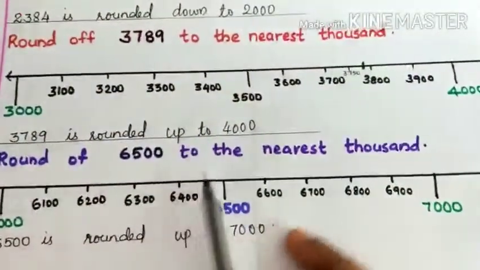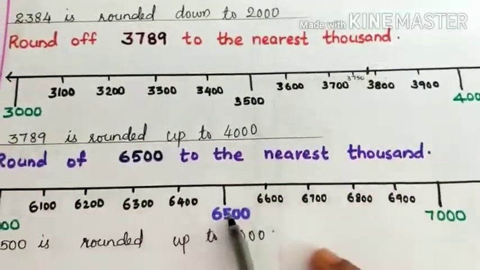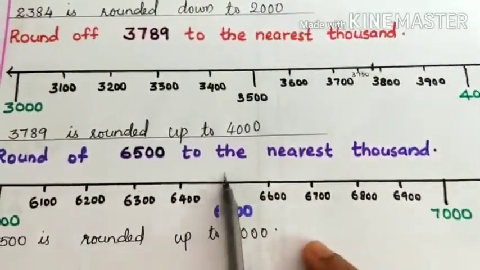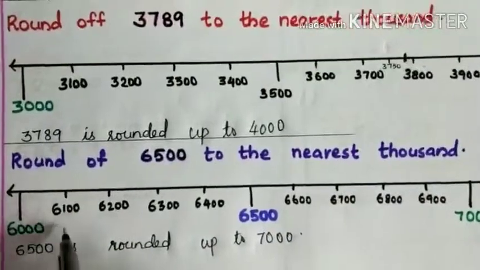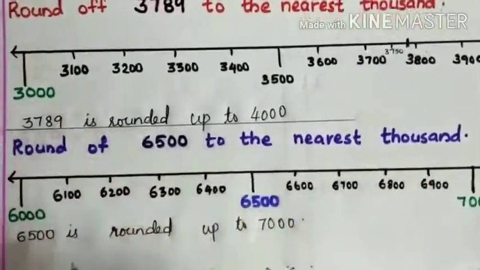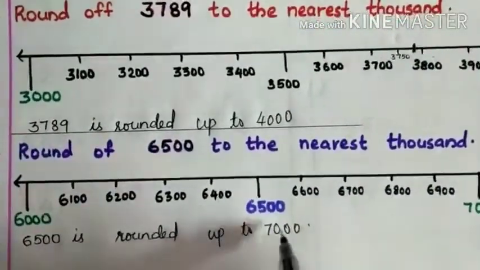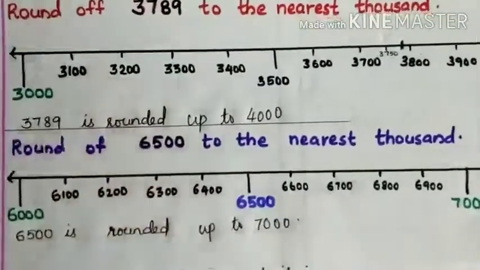Round off 6500 to the nearest 1000. It is 6500. It is halfway between 6000 and 7000. 6500 is rounded up to 7000.